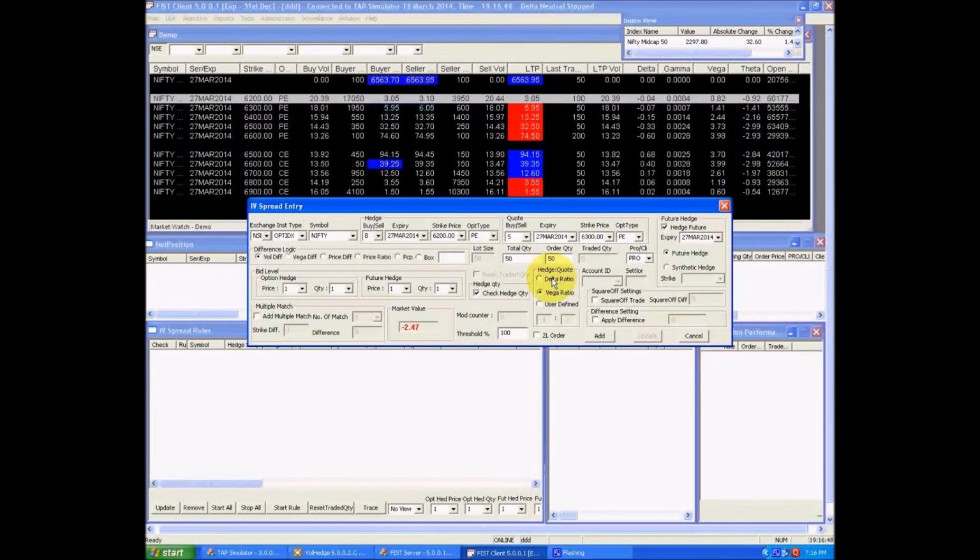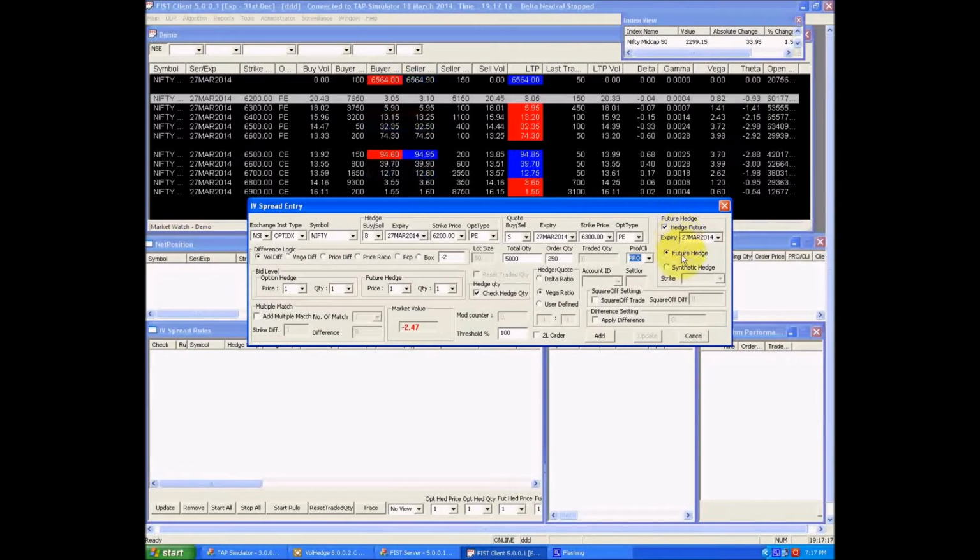For entering any price, supposing I want to buy, the market value of the spread is around -2.4. If I want to buy the spread at -2, I have to make the entry -2 here. Total quantity and order quantity. Supposing I want to make a 5000 total quantity, the order quantity is 250. I have to select either Pro or Client. Presently Pro has been selected.